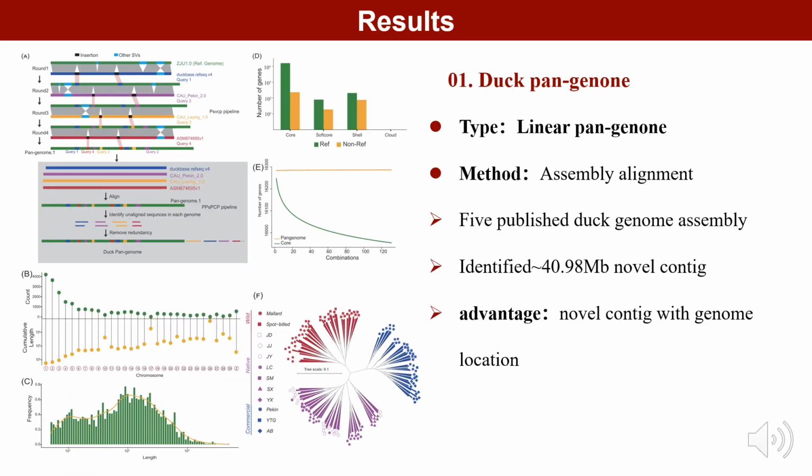This study still adopts the form of a de novo linear pan-genome collecting 5 publicly published chromosome-level genomes, optimizing and combining the PSV-CP and PPSP-CP processes and newly identifying about 40.98 megabits of sequences not found in the reference genome, which compared to iterative assembly processes can return a large number of new insertions to the reference genome.